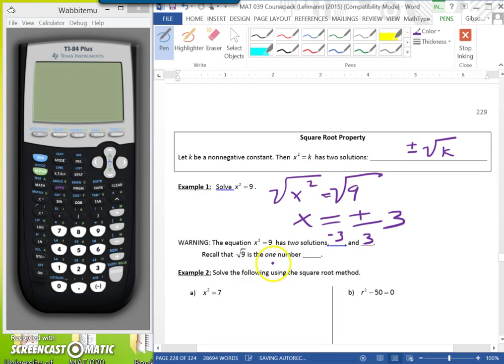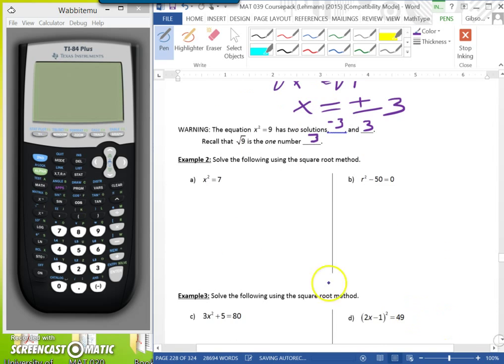Recall that the square root of 9 is the one number 3. Now, what this is saying is if you are presented with just the square root of 9 and it's not part of an equation, then your answer would just be 3. But since this is part of an equation where we have to take the square root of both sides, that's how we get the negative 3 and the positive 3. Does everyone follow that?